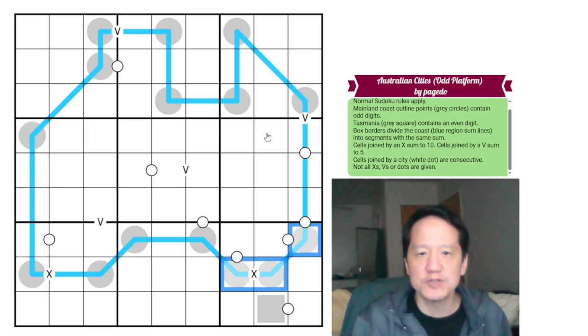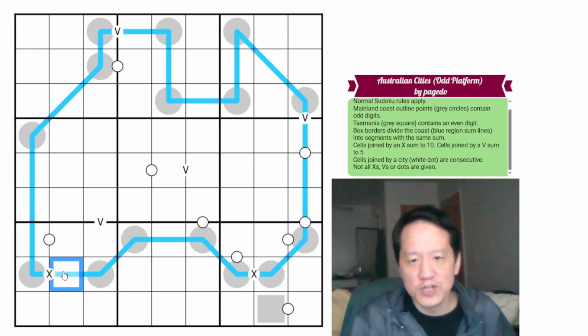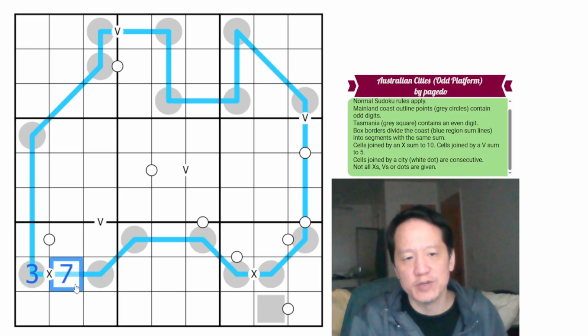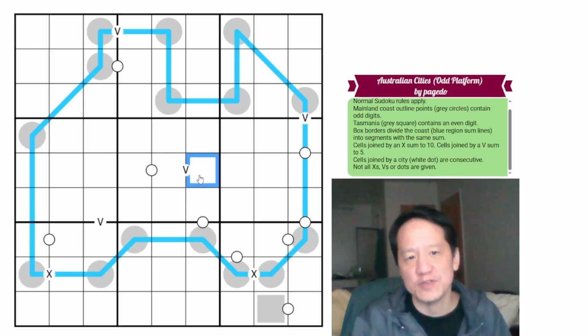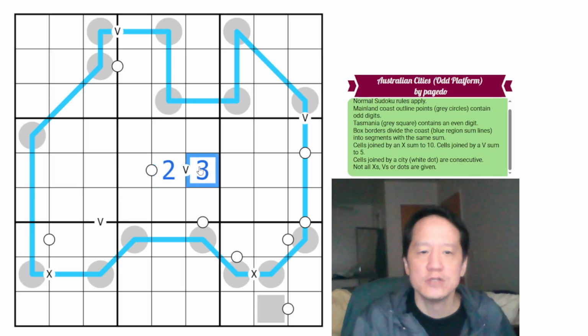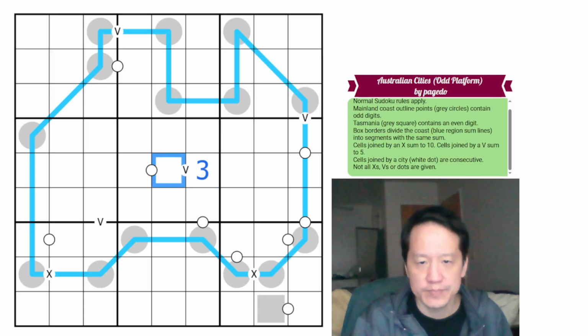We also have cells joined by an X summing to 10. So for example, if this was a 3, this would have to be a 7 to add up to 10, because we know that these 2 digits add up to 10. And cells joined by a V sum to 5. So for example, if this was a 3, this would have to be a 2 to add up to 5. And that's how X's and V's work.